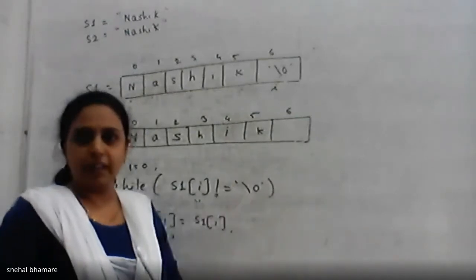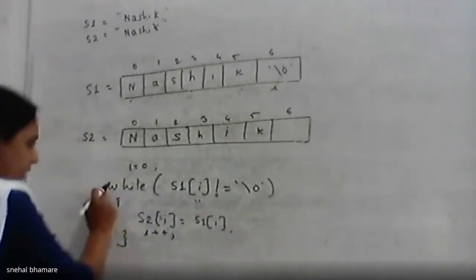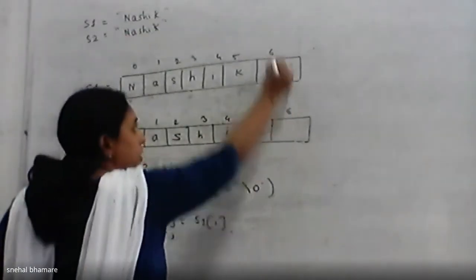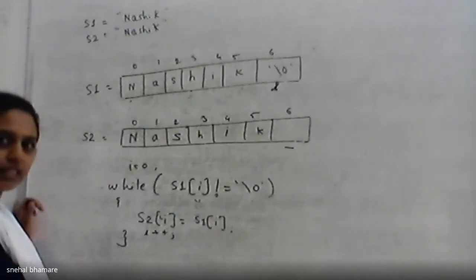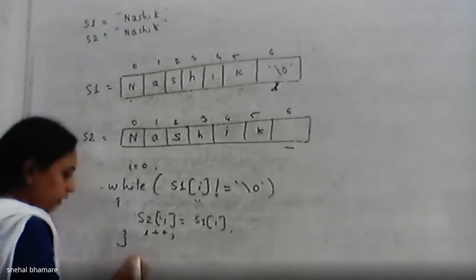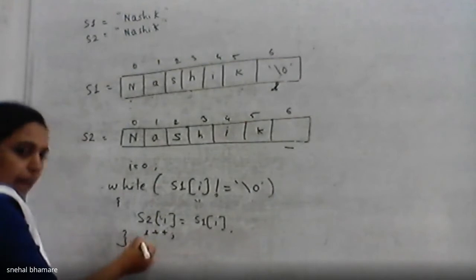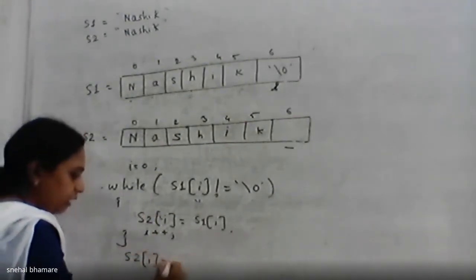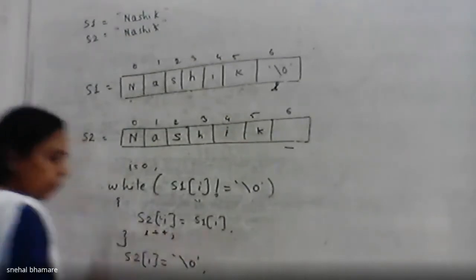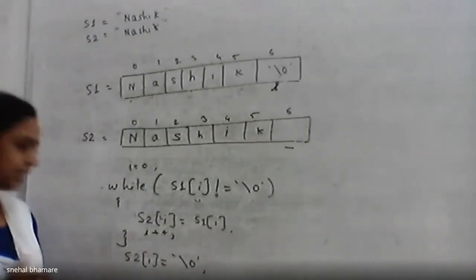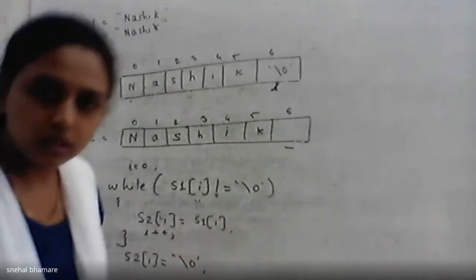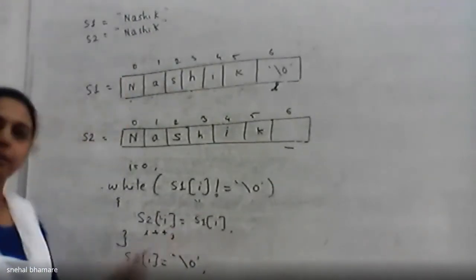is terminated, right? So for this purpose, when the while loop is completed, your I is pointing to the value 6, that is the last position where I have to insert the \0 character. Hence, without altering the value of I after the while loop, what you will do? S2 of I is equal to \0. You have to just insert this statement to indicate the termination of the string.